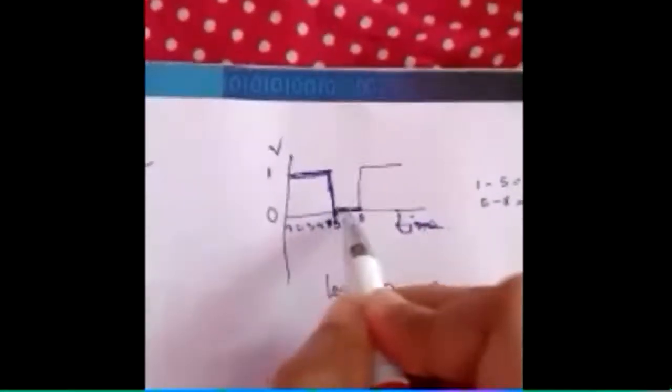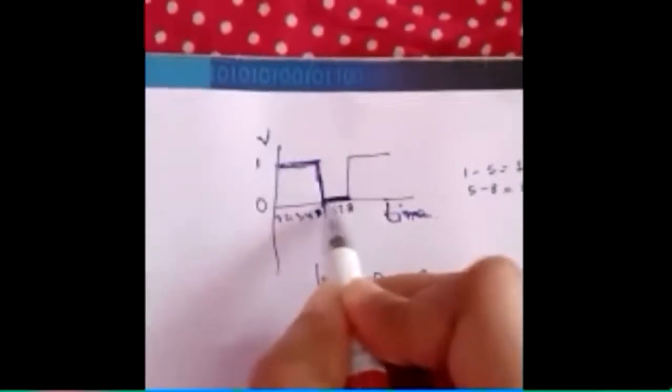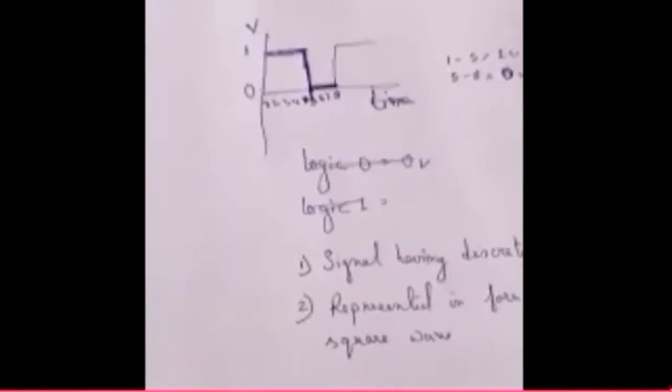1 volt. It is 0 volt. See here, from here what we can see the voltage remains constant. From 5 to 8 the voltage remains constant. So that's one difference in analog signal.